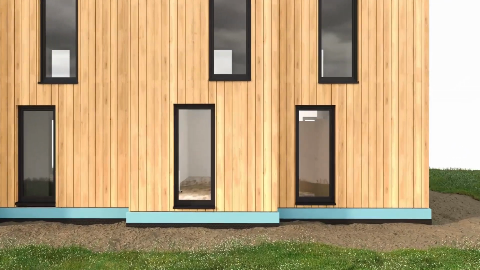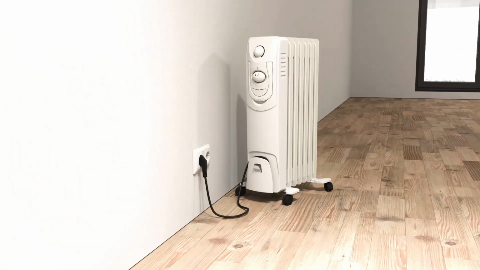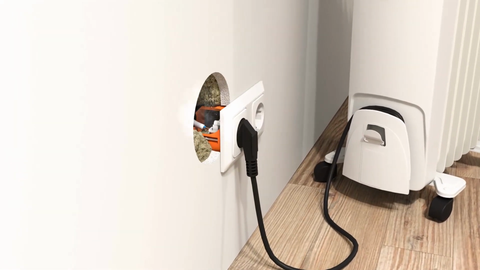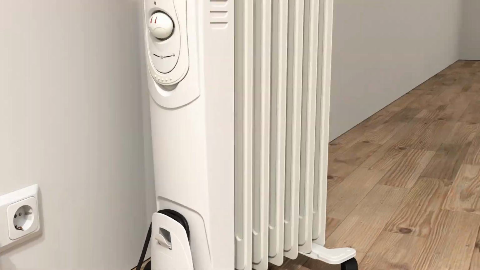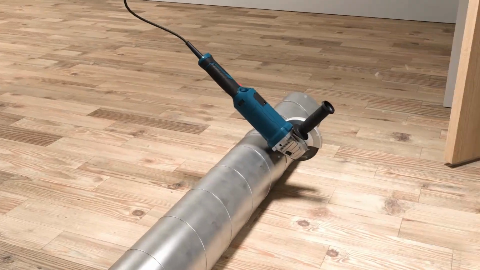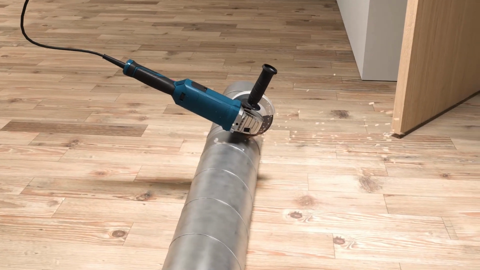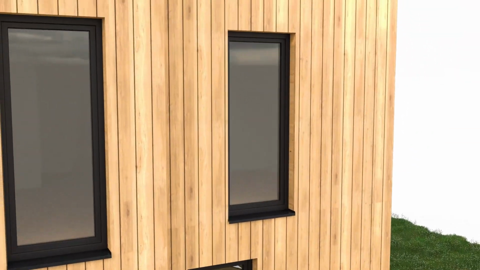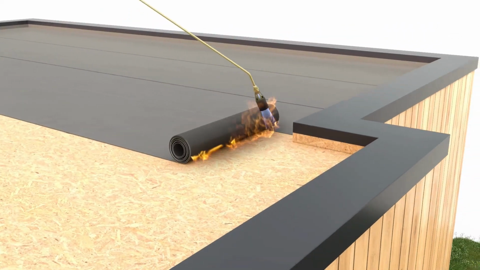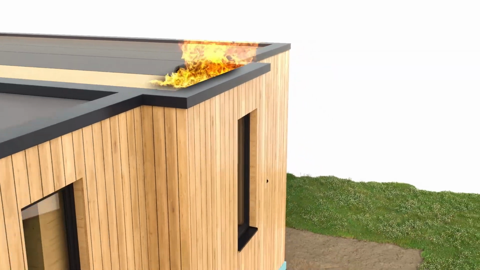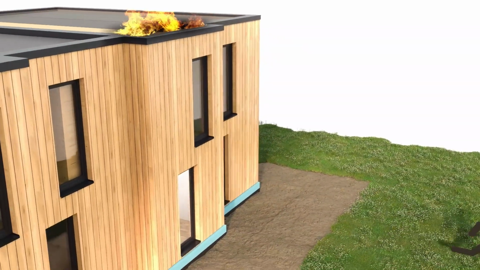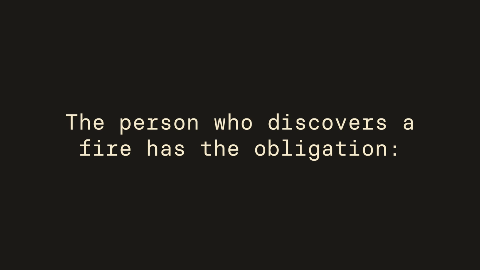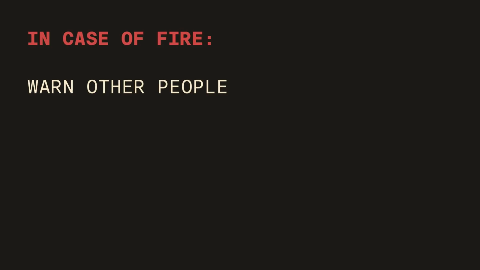Fires on construction sites usually occur due to electrical equipment, incorrect work techniques, or the use of open flames. Since a fire accident can cause very serious damage, every employee must be familiar with the emergency procedures before starting work. In the event of a fire, the safety of employees must be ensured and they must be quickly evacuated or rescued from the endangered area. The person who discovers a fire has the obligation to warn other people on the construction site of the danger.